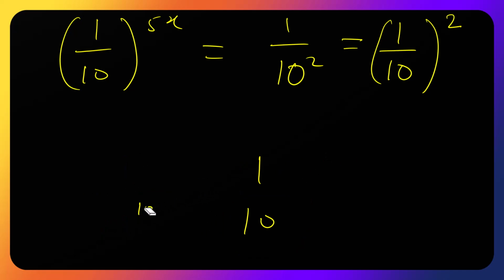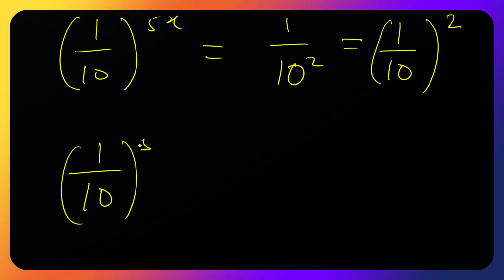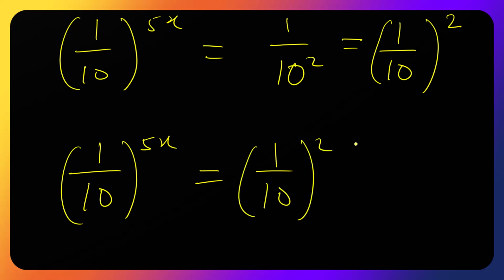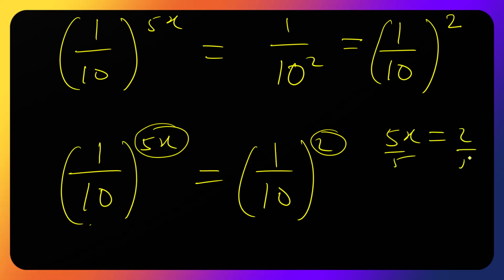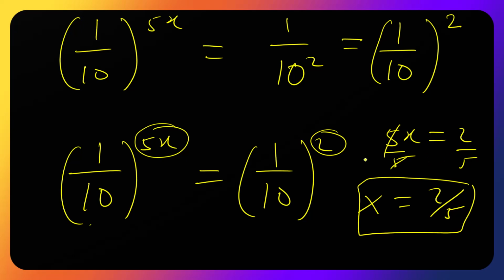So from there, we can say 1 over 10 to the 5x, and here we have 1 over 10 squared. So 1 over 10, 1 over 10, 5x is equal to 2. So 5x equals 2. Divide both sides by 5. x is 2 on 5. All right.